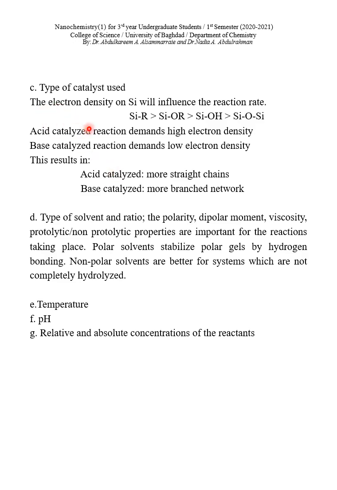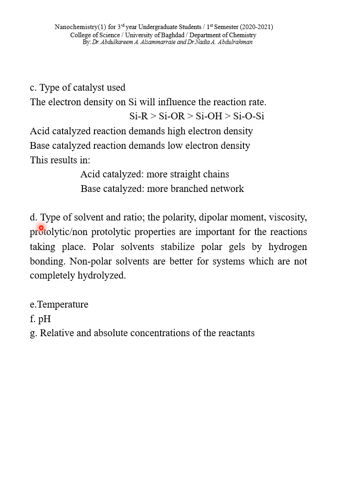So the type of catalyst used is either acidic or basic. The acid catalyzed reaction demands high electron density. The base catalyzed reaction demands low electron density. This results in the acid catalyzed reaction giving us more straight chains, meaning continuous chains, not branched. The base catalyzed reaction produces a more branched network.